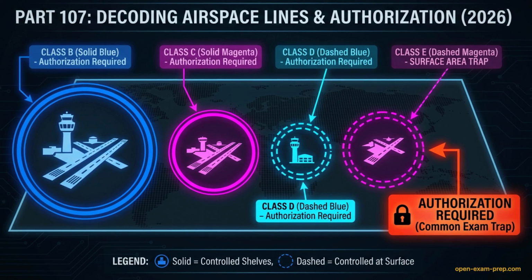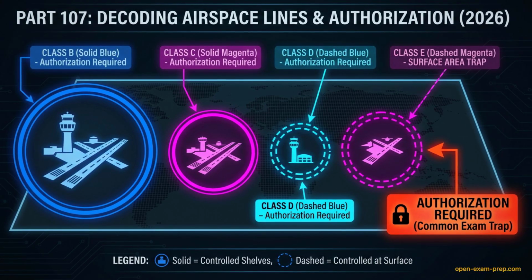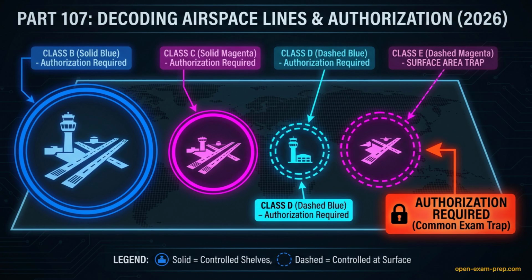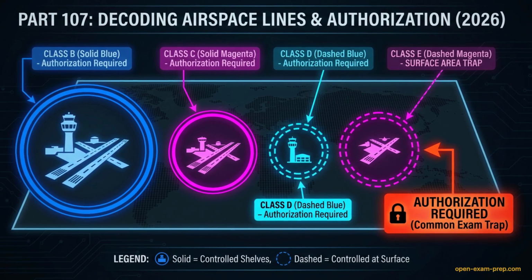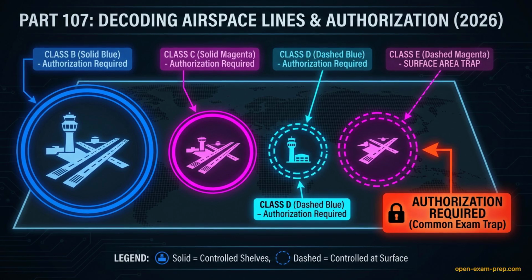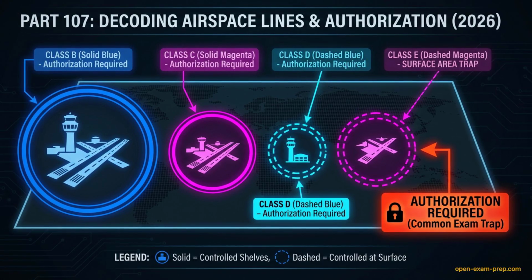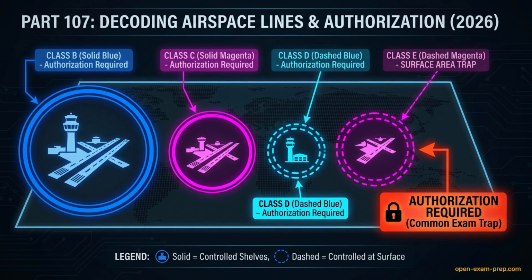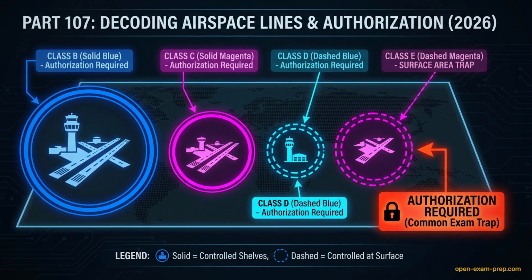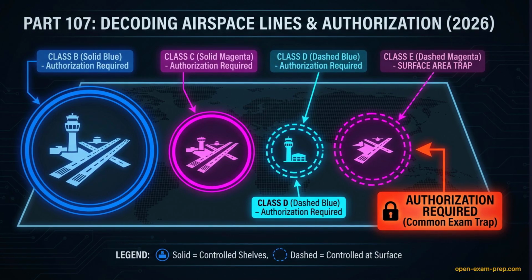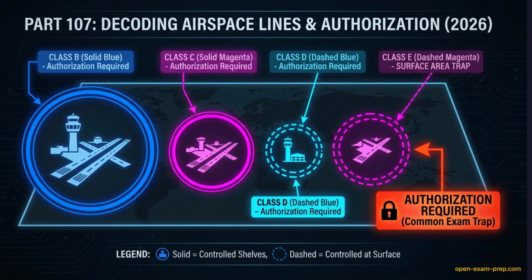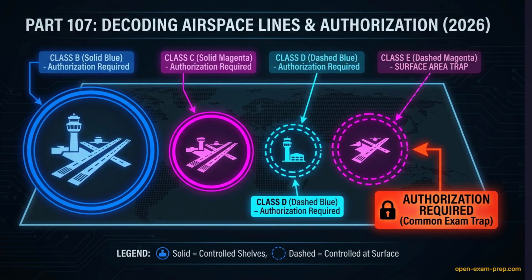Solid blue lines mark Class B, solid magenta marks Class C, and dashed blue marks Class D. The most critical one to spot is the dashed magenta line, which indicates Class E airspace starting at the surface. Seeing this line means you must stop and get authorization. Mistaking it for other airspace or ignoring it is a frequent error on the Part 107 exam.